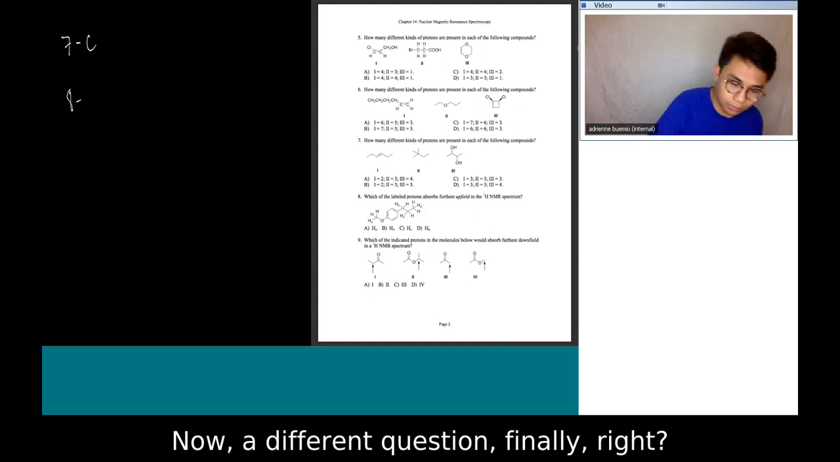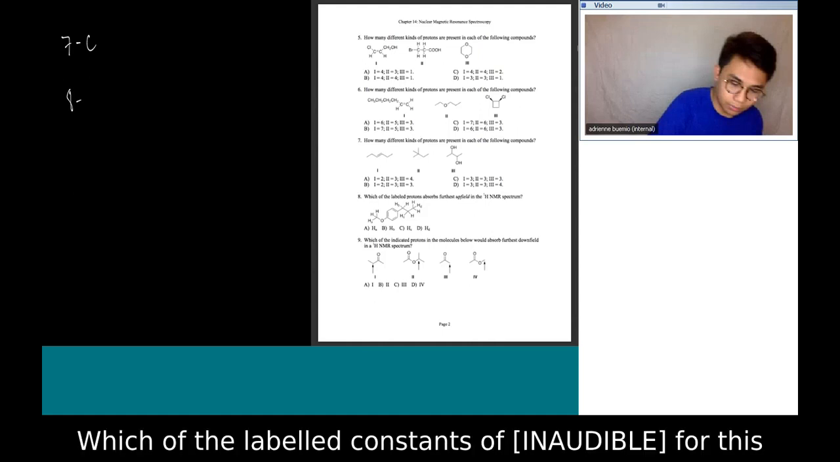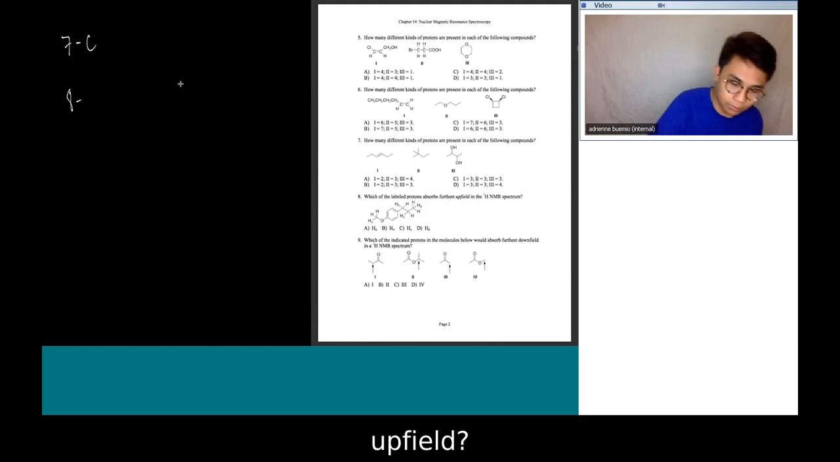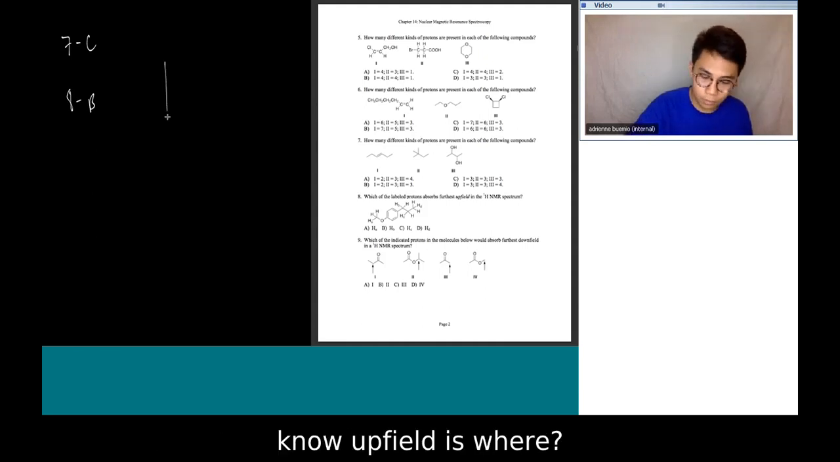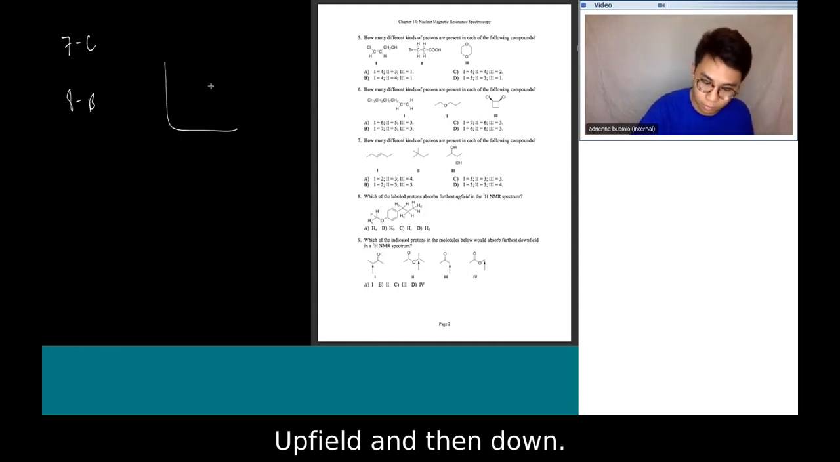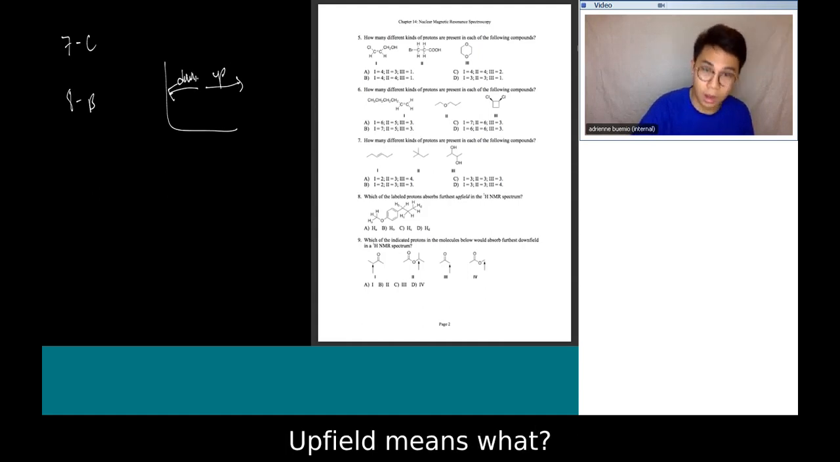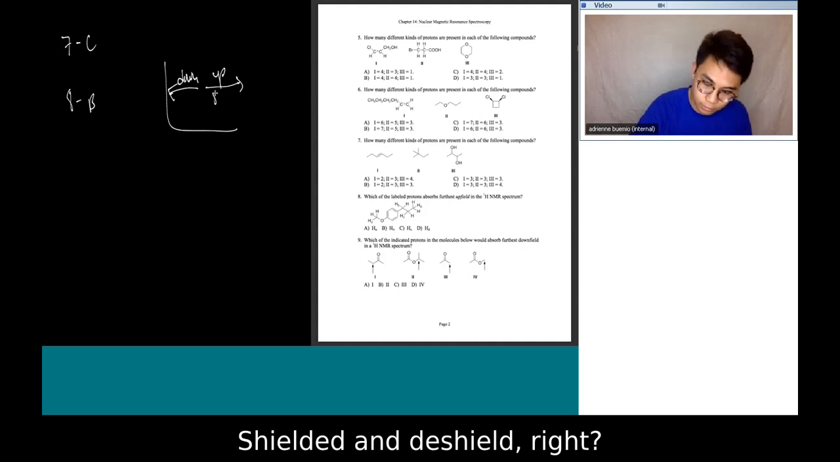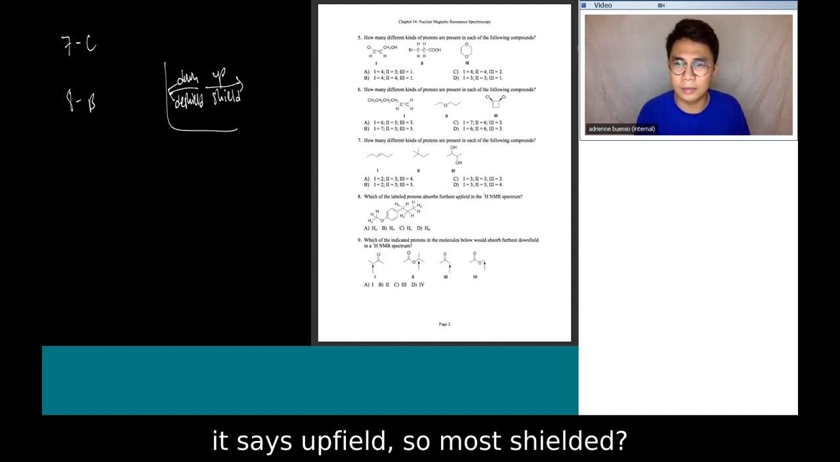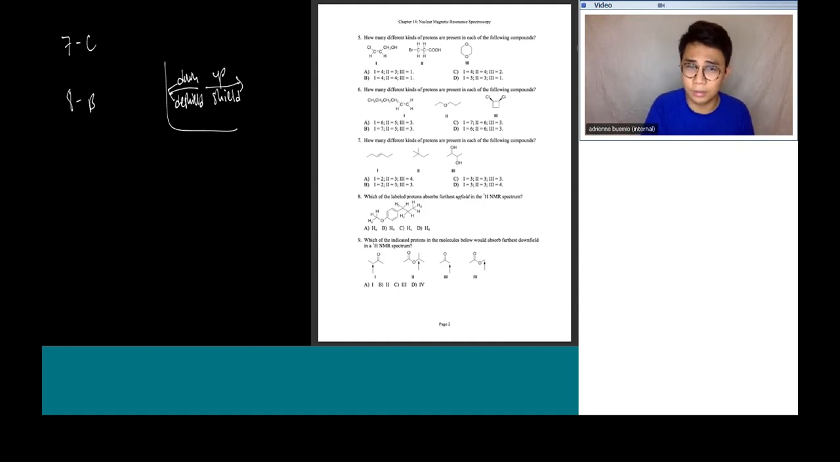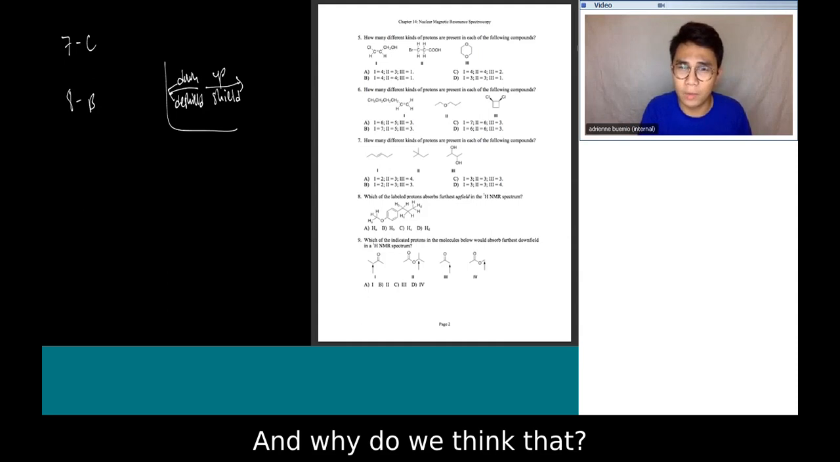Now a different question finally, right? Which of the labeled protons absorbs furthest upfield? So you should have gone B because we know upfield is where? Upfield and then down. Upfield means what? Shielded and de-shielded, right? So that's what you're looking for. So which one of these? It says upfield, so most shielded. And why do we think that?